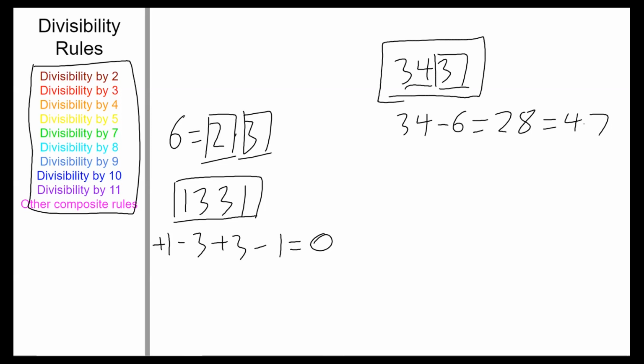The rule for 9 is, you add all the digits of the number. For example, 243. If you add 2 plus 4 plus 3, that gives you 9. And since 9 is a multiple of 9, this number is also a multiple of 9. Any other questions?